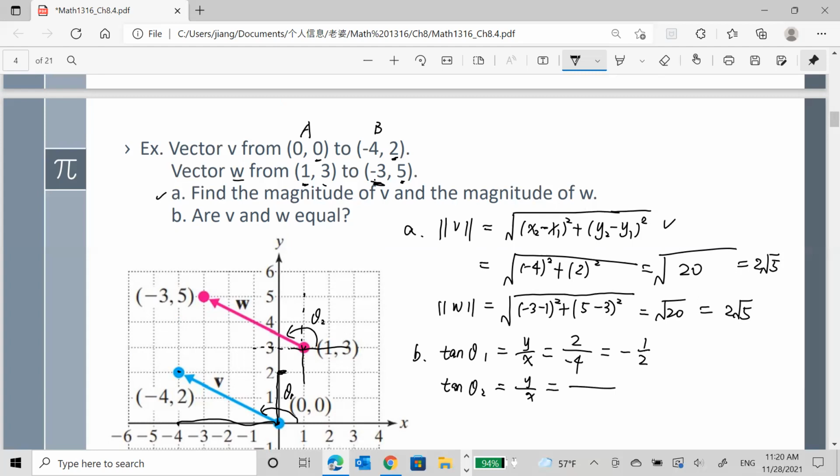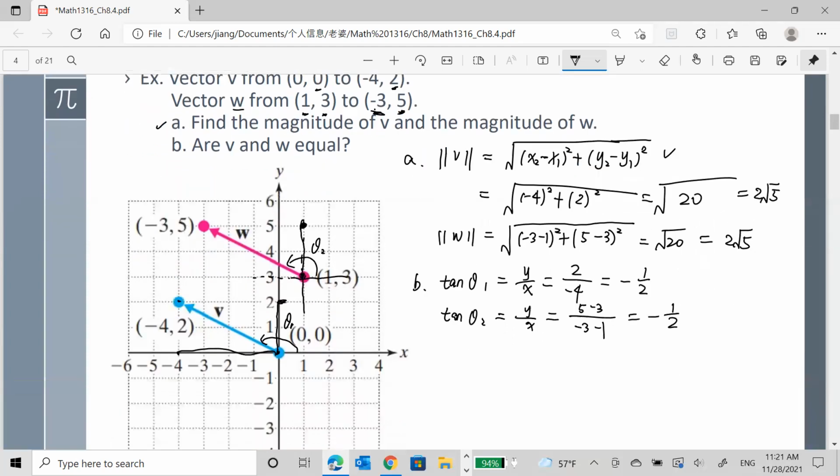So the y's value is between here to here, right? We can use y2 minus y1. y2 is 5, y1 is 3, so 5 minus 3 is 2. How about the x? The x is -3 minus 1, that equals 2 over -4. Is that -1/2? Yes, they have the same slope. So if they have the same slope, that means they are the same.